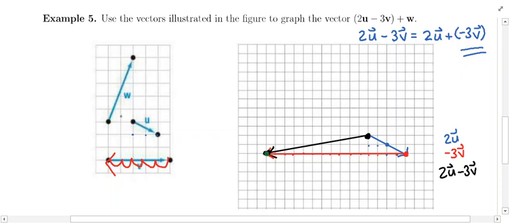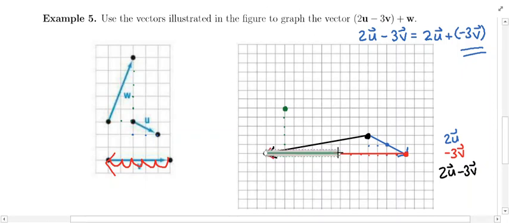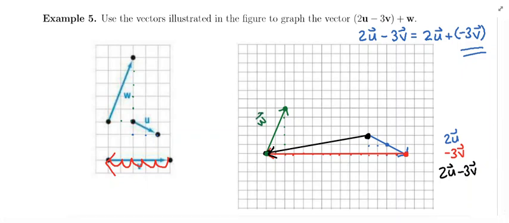To form w, we need to go to the right 2 and up 5. So from this green point, we will go right 2, up 1, 2, 3, 4, 5. So this will be the terminal point of w. We will connect the initial point to the terminal point. Here's the arrow on the terminal point. This is w. This black vector is the 2u minus 3v.